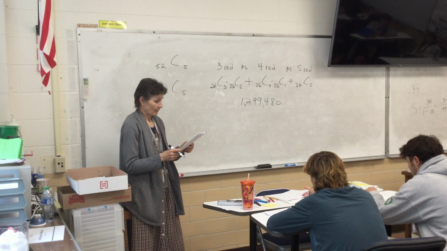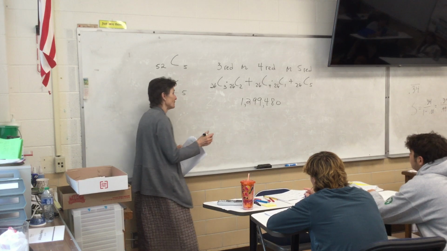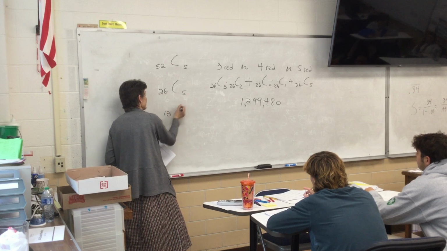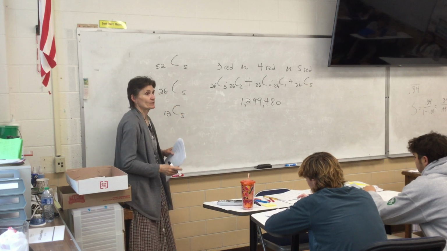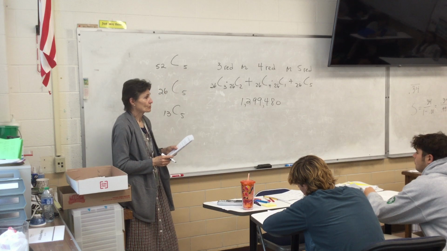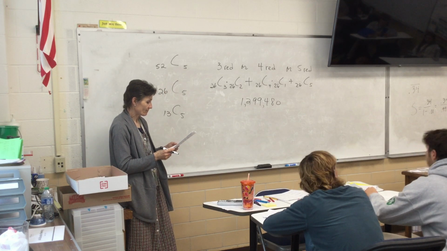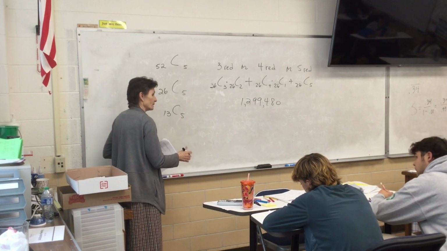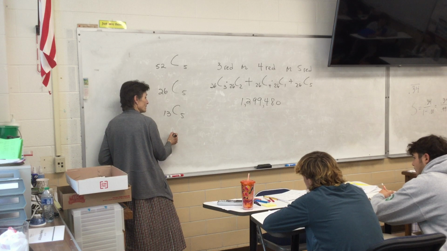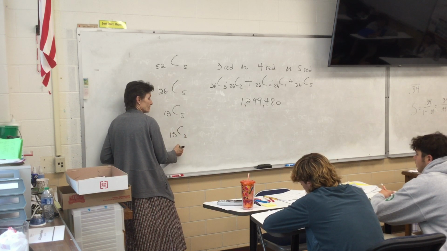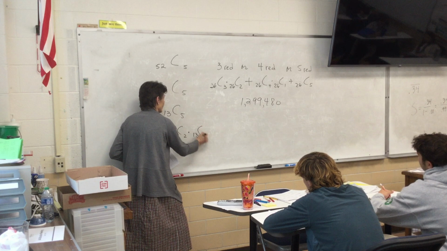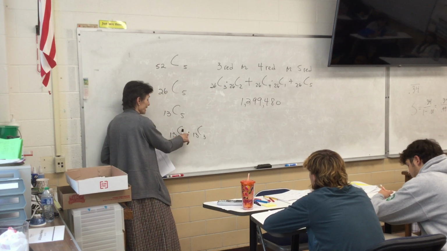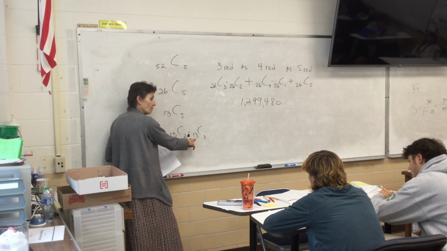All right. How many 5-card hands have all diamonds? 13 C5. Why? Because there are 13 diamonds in the deck. So there's 13 cards to pick from, and you're going to pick 5. Have 2 diamonds and 3 clubs. 2 diamonds and 3 clubs. Isn't that it right there? 2 out of the diamond pile and multiply 3 out of the club pile.